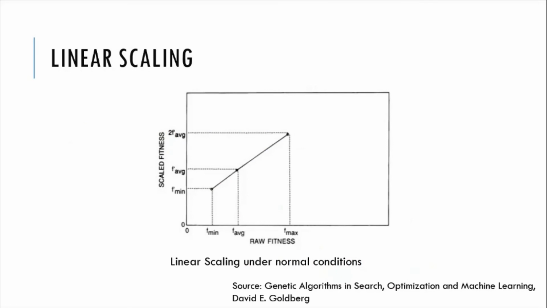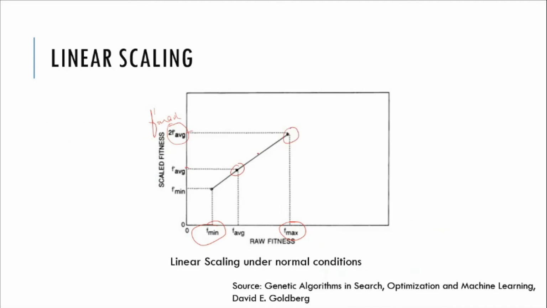So that is about the linear scaling. When we are doing linear scaling, the scaled fitness value: this is the F min and this is the F max. When it is converted, this value is fixed. 2 times F dash average is taken as F dash max. This is F dash max. This value will be fixed initially, and F average is also taken as F dash average. So these two points we can fix initially.